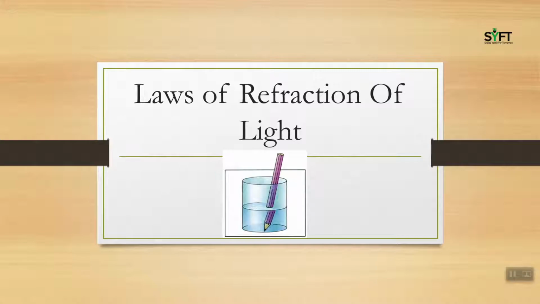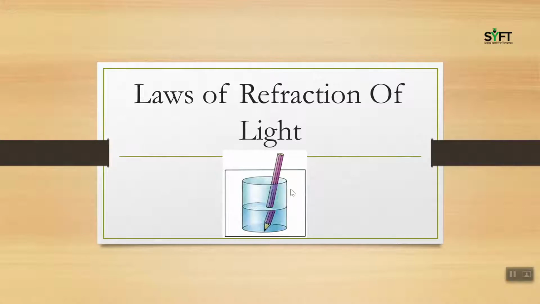Why does this happen? Have you ever thought about this? In science, what can you call this? This is a phenomenon called the refraction of light. When light travels from one transparent medium to another, it tends to bend. This is called refraction of light.